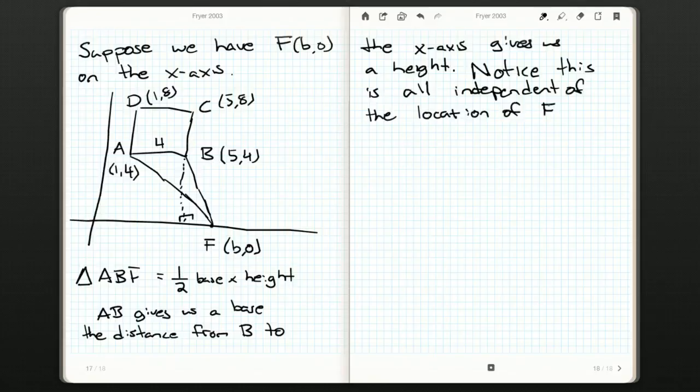So it really doesn't matter where F is. This triangle is determined. Because F has to be on the x-axis, AB is going to give us a base, and the distance from B to the x-axis is going to give us a height. F does not matter.